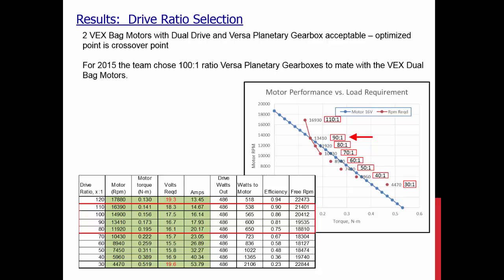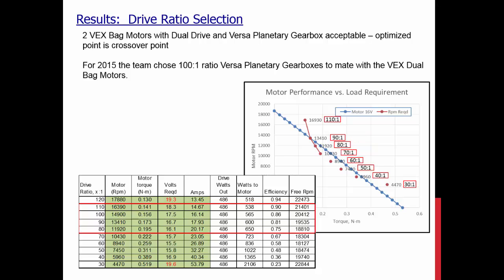If we look here at the motor performance versus load requirement, we can see the blue line represents the motor torque speed curve. Brown dots represent the power requirements, both with torque and speed, for the conveyor system to operate at these given reduction ratios in the drivetrain. And as you can see, the one we've selected is the 90:1.